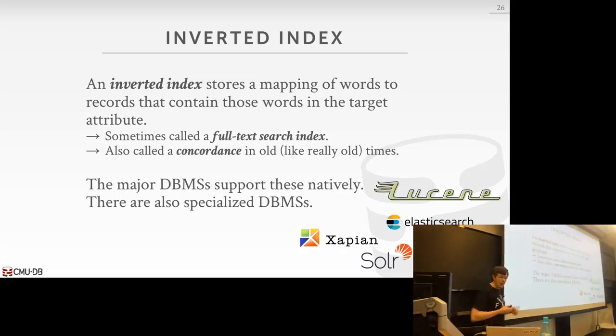Sometimes in the theoretical literature, these are called concordances. This is because there was this old lady in the 1800s who sat down for 16 years and built an inverted index that mapped every single word used by Shakespeare in his entire body of work. But nobody calls them this. Everyone instead calls them full text search indexes or inverted indexes.